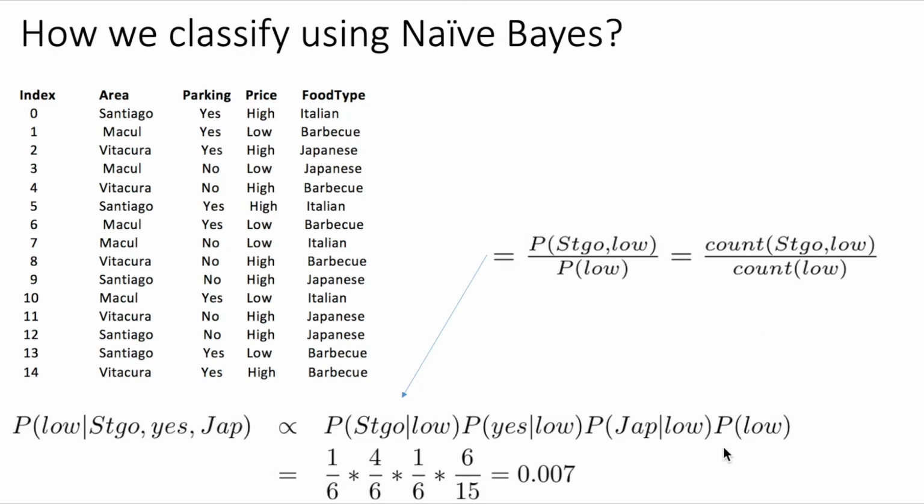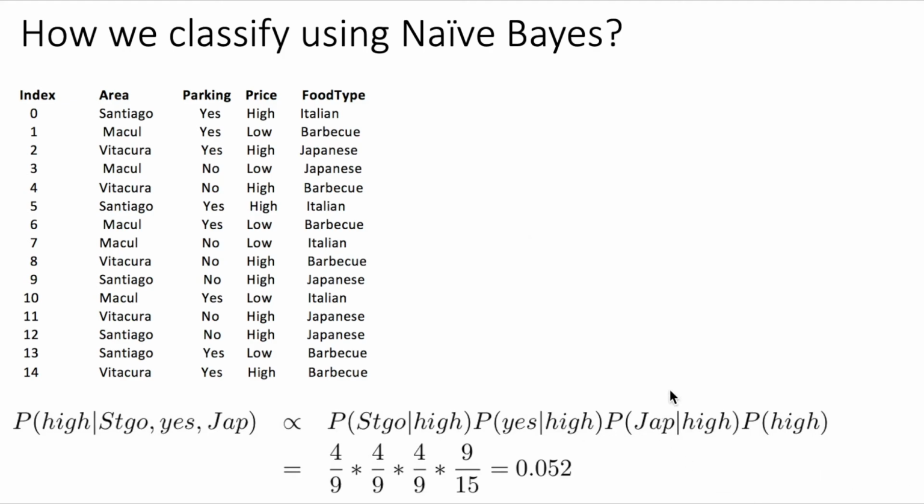Let's see how we can calculate this term, the probability of low, this prior term. We can approximate that in a very easy way. We just need to count out of the 15 rows, how many are low. We have 1, 2, 3, 4, 5, 6. 6 out of 15. That is the term that approximates our prior distribution. Okay, so doing the same for high, we get this value.